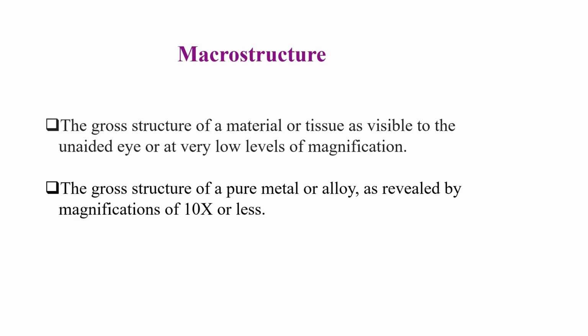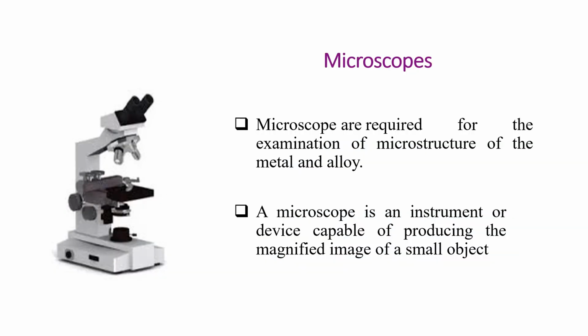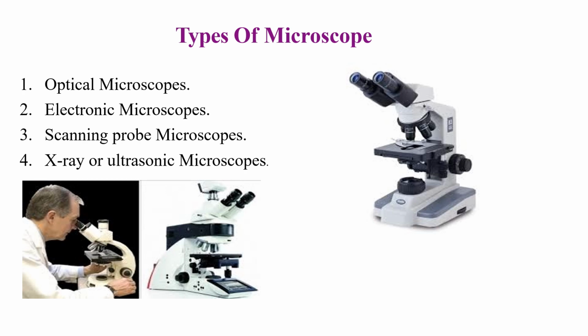That which is visible to our unaided eye is nothing but the macrostructure. This is the basic difference between microstructure and macrostructure that I have explained to you. And this is a microscope. It is nothing but the instrument or device which is capable of producing a magnified image of a small object. These are some types of microscope: optical, electronic, scanning probe and X-ray.